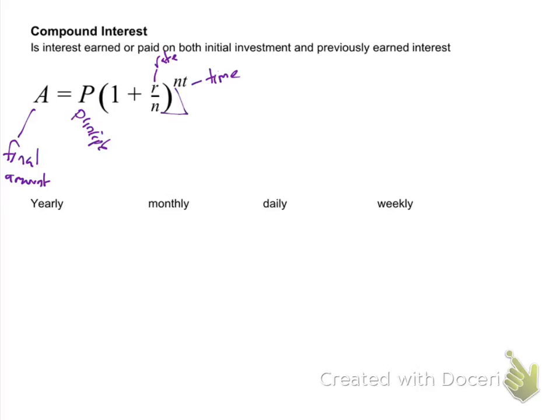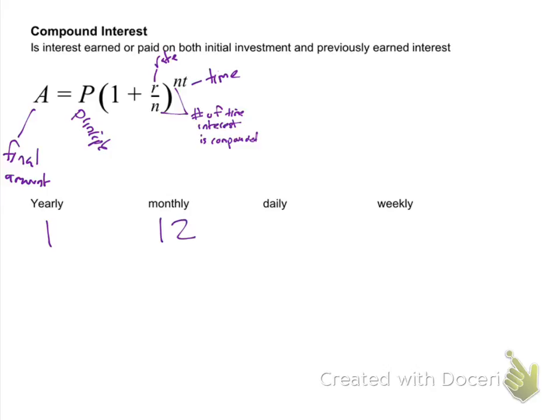But N, there's two N's in this thing, and that is the number of times your interest is compounded. How many times is your interest compounded? So, I have a couple examples down below. It's not always going to be just these ones. But if you see something like it's compounded yearly or even annually, your interest is compounded how many times a year? If something happens yearly, it's happening how many times a year? Once.